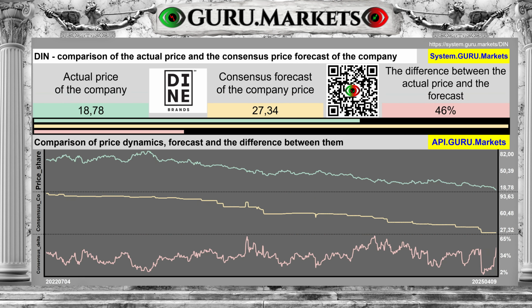The company's current stock price is approximately $18.78. The consensus price target for the company's shares is around $27.34. The difference between the current estimate and the consensus forecast is approximately 46%.